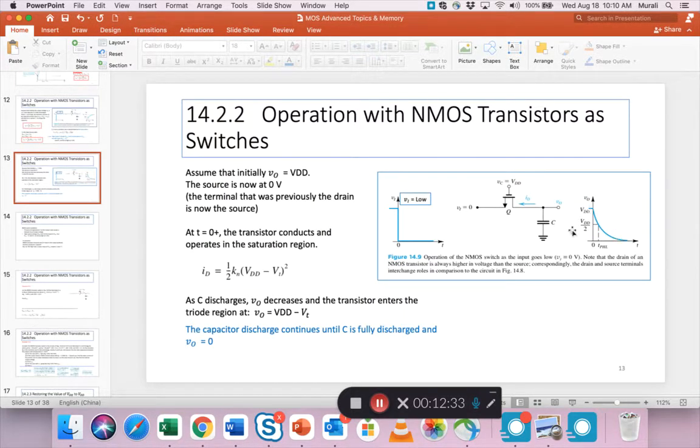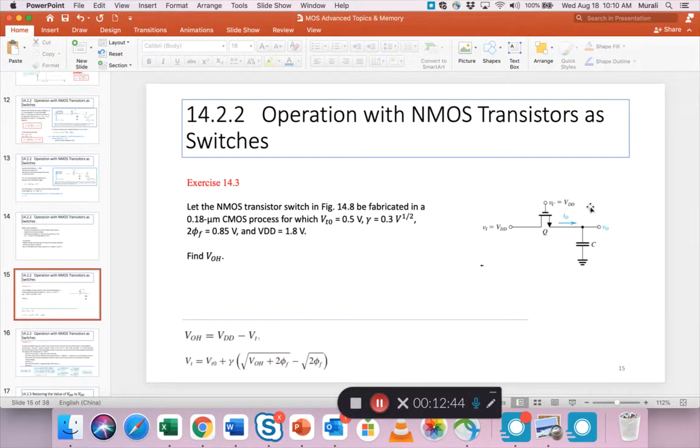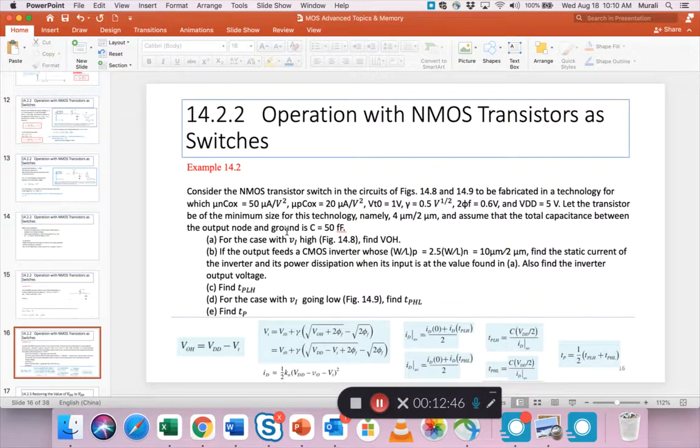Similarly, as it falls, we are interested in the point at which it falls to half the original value, right? So both of these are of importance, and that's what the question asks. So given a lot of information, and the fact also that the capacitance between the output node and the ground is 50 femtofarads, with all this information, we got 1, 2, 3, 4, 5 things to find.